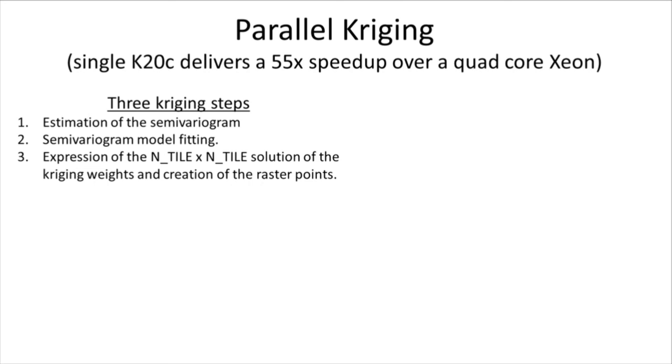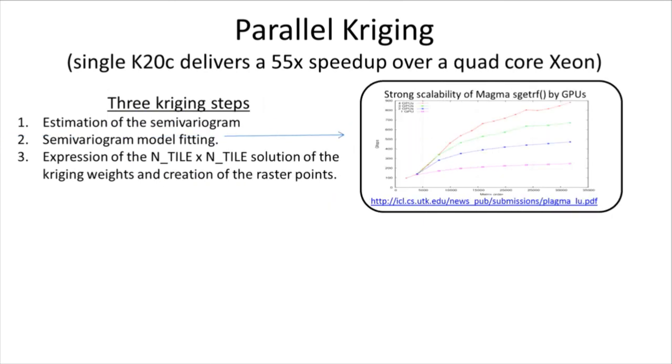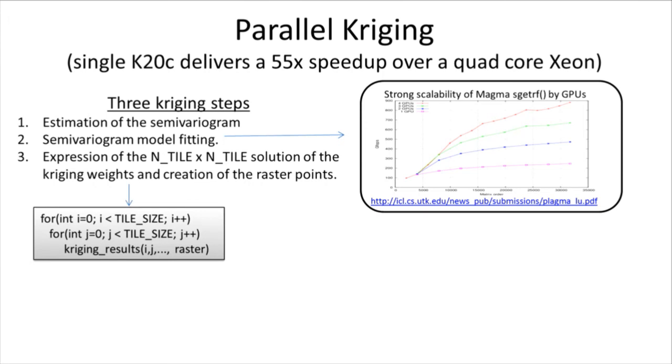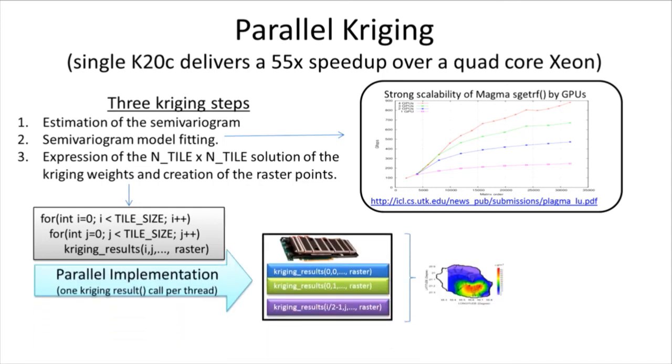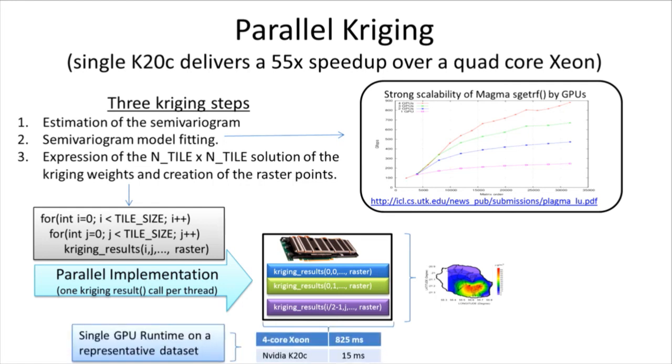So parallel Kriging, basically what we do is we have to estimate the semi-variogram. We use MAGMA for that. MAGMA exhibits strong scaling for that solver. It's really nice. Then what we do is we're essentially doing a massively parallel fit of the Kriging results. So it's a two-dimensional problem. So what we can do is we do a parallel implementation. It works quite nicely. And here's the timing.